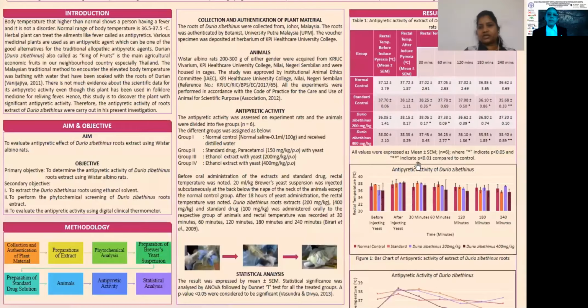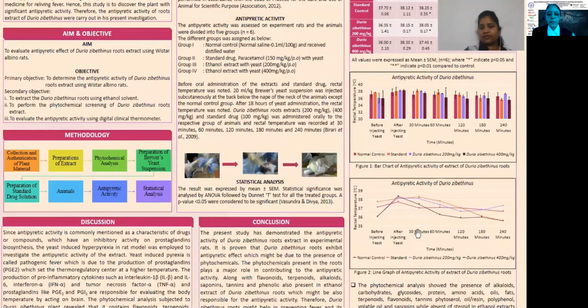Coming to the results, the standard drug has shown very high activity at the 4th hour also. The low dose stopped showing its action at the 2nd hour. The 400 mg dose, the high dose, started showing activity almost comparable with the standard drug, and it's continuously showing. These are the findings based on our research.